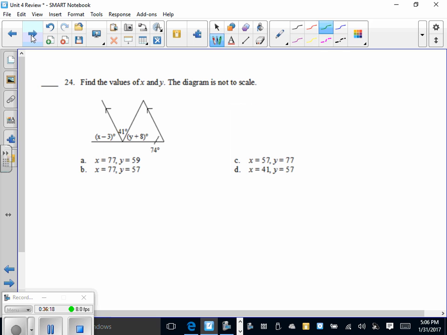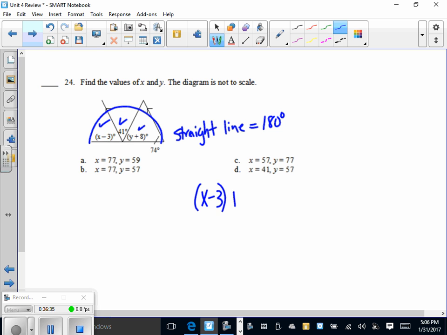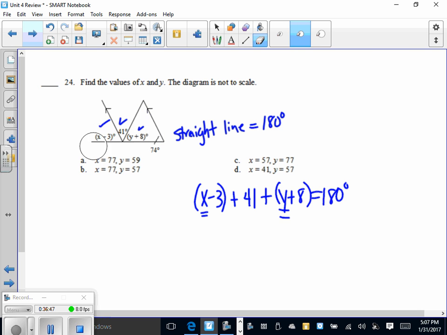Okay, number 24. These three angles form a straight line, so they add up to 180 degrees. So that means that x minus 3 plus 41 plus y plus 8 equals 180 degrees. However, we have an x and a y in the same problem. So we're going to look at something else to tell us some other information.